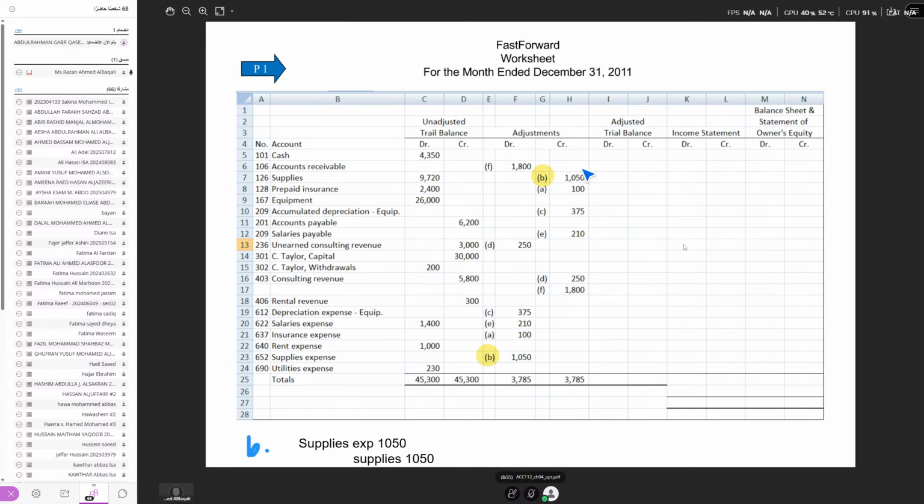How can you do so? You need to just factor in these adjustments in your unadjusted trial balance. So let me go through them one by one.